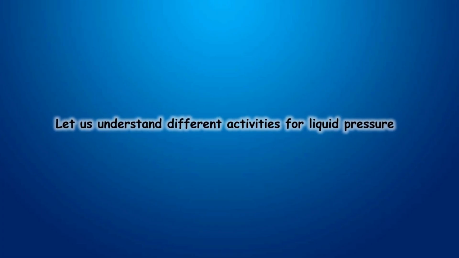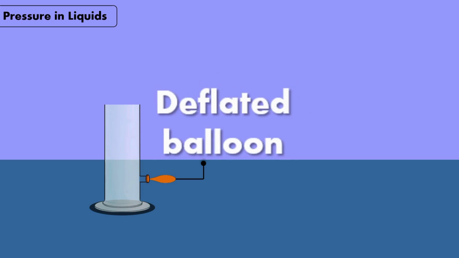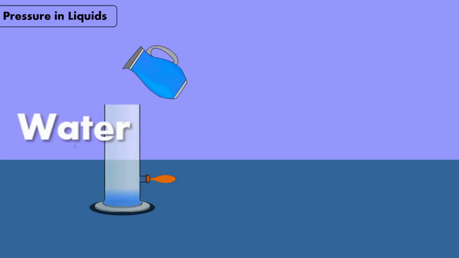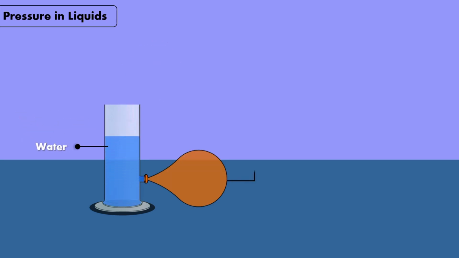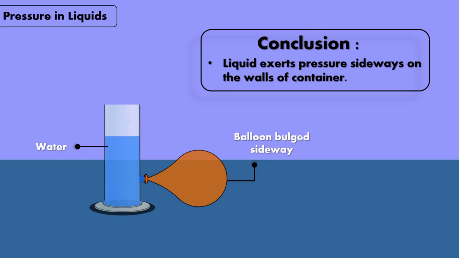Let us understand different activities for liquid pressure. Pressure in liquids. Let us take a glass tube and a deflated balloon. Now pour water in the glass tube. Now you can see that the balloon bulges sideways. Conclusion: liquid exerts pressure sideways on the walls of the container.